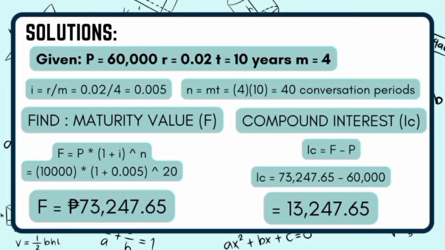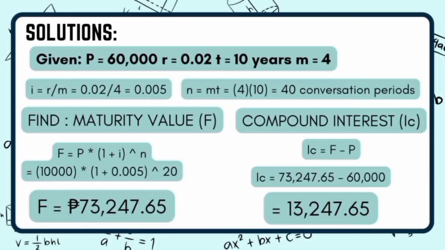So we're going to find maturity value in compound interest. So first to find is the maturity value. And the formula we use here is F equals P open parenthesis 1 plus I close parenthesis raised to N. And we substitute the given in the formula. F equals 60,000 open parenthesis 1 plus 0.005 close parenthesis raised to 40.